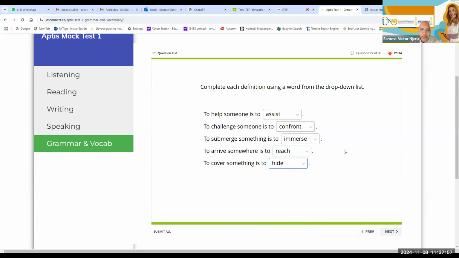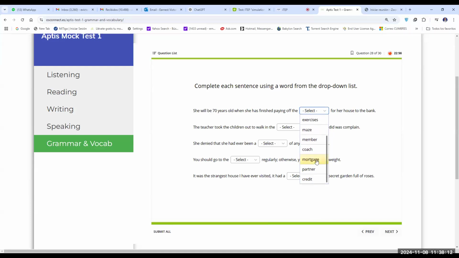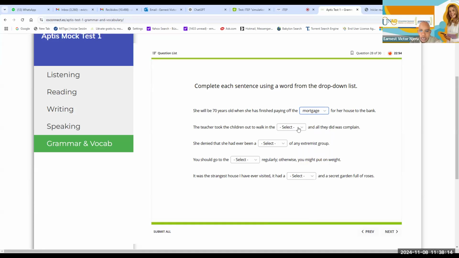I want to show how simple it is. Complete sentence 1 from the drop down list. She will be 70 years old when she has finished paying off for her house to the bank. How do we call the loan that we get for the mortgage? Mortgage. Very good. The teacher took the children out to walk in the country, and they complained. Maybe the most possible one is the country, all right? Like a country sign, maybe we have an idea, okay?